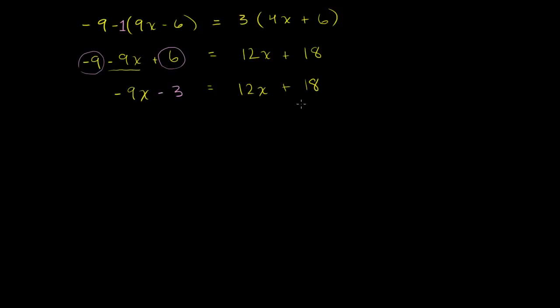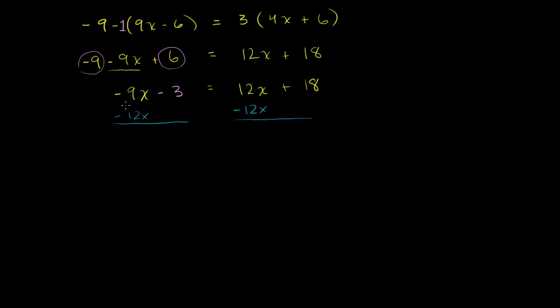Now we want to group all of the x terms on one side of the equation and all of the constant terms, the negative 3 and the positive 18, on the other side. I like to always have my x terms on the left-hand side if I can. You don't have to have them on the left, so let's do that. If I want all my x terms on the left, I have to get rid of this 12x from the right. And the best way to do that is to subtract 12x from both sides of the equation. So let me subtract 12x from the right and subtract 12x from the left.